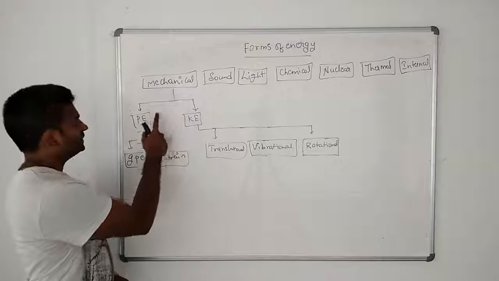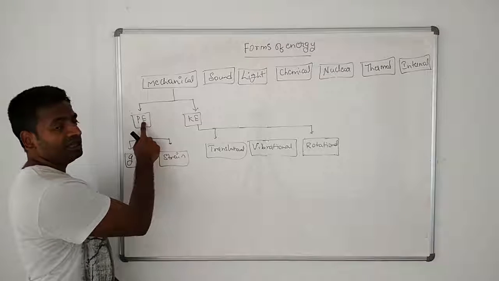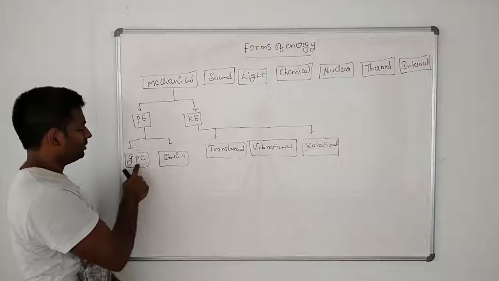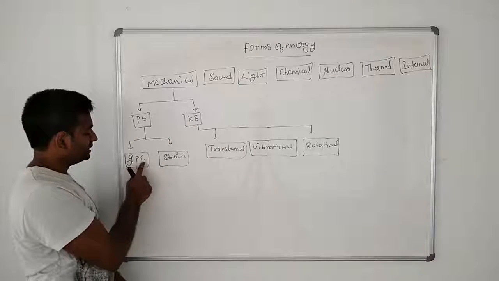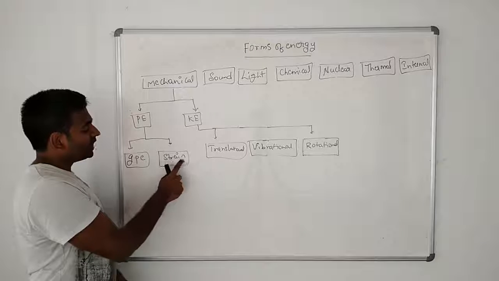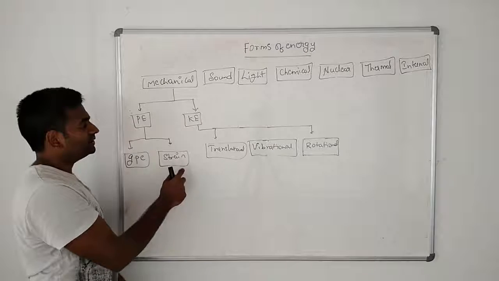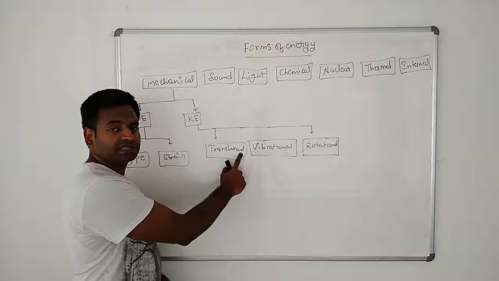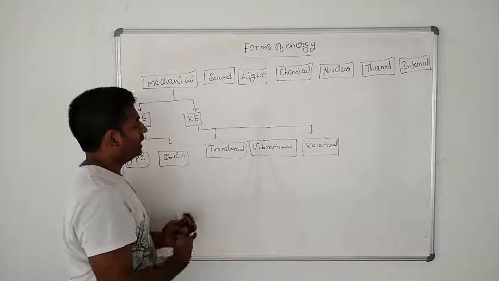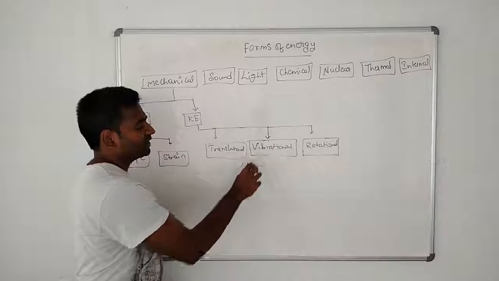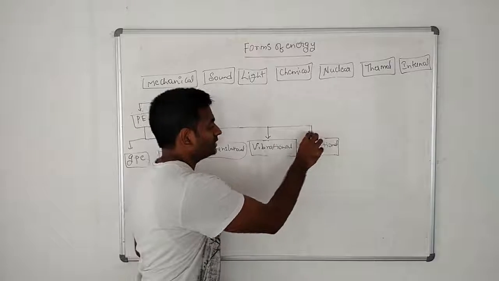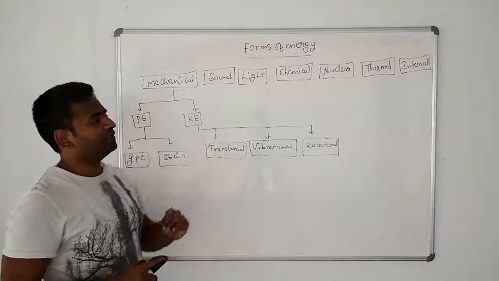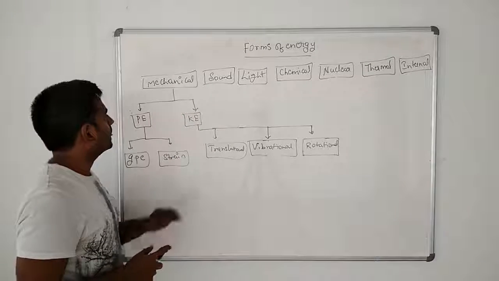Mechanical energy is subdivided into potential energy, PE, and kinetic energy, KE. Potential energy is subdivided into gravitational potential energy, or GPE, and strain energy, or elastic strain energy. Similarly, kinetic energy is subdivided into translational kinetic energy, vibrational kinetic energy, and rotational kinetic energy. We will try to understand each and every one of them one by one now.